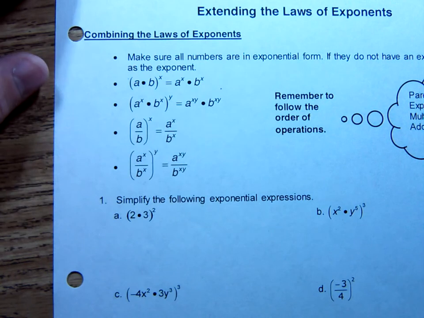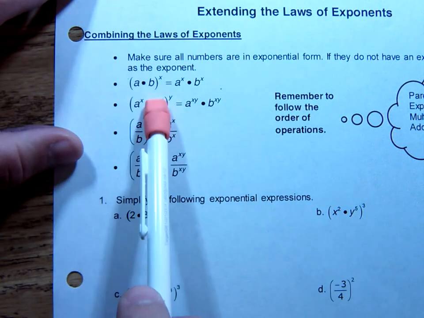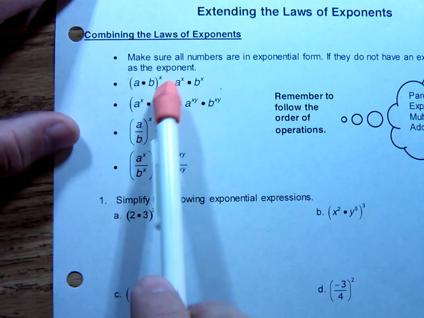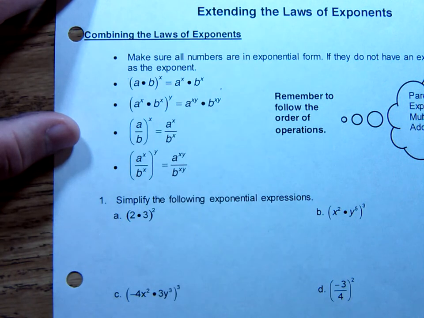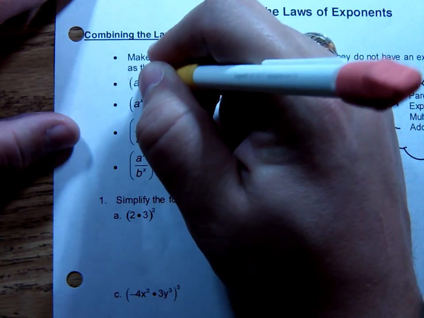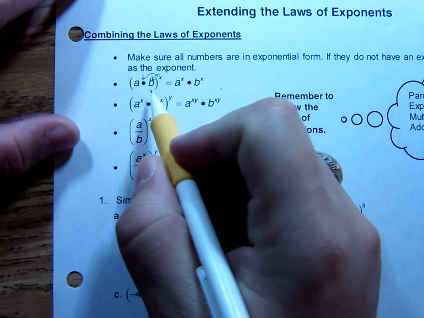All right, so make sure all the numbers are in exponential form. If they do not have an exponent, put a 1 as the exponent. That's important to do when we combine laws of exponents. So if we have a times b, this is just any number a times b, raised to the x power, then you're going to end up with a to the x power times b to the x power. So, like this. And again, only if multiplication.